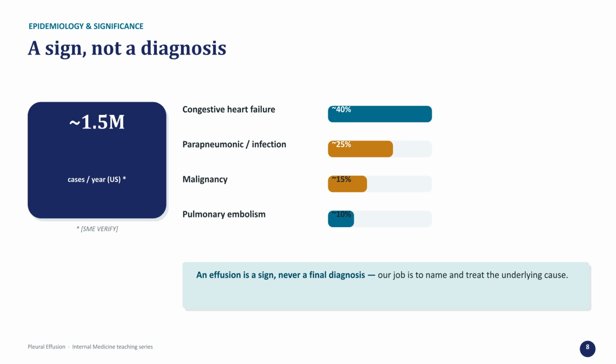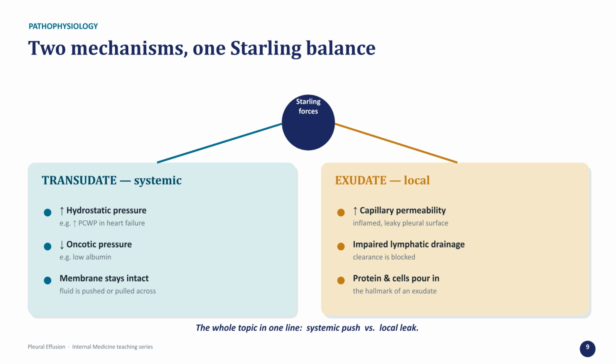Because an effusion is a sign and not a diagnosis, our clinical duty is to determine the underlying cause, whether it be heart failure, infection, malignancy, or a pulmonary embolism. At the molecular level, this is a matter of Starling forces. Transudates arise from systemic factors like increased hydrostatic or decreased oncotic pressure, leaving the pleural membrane intact. Exudates, conversely, result from local inflammation that increases capillary permeability or blocks lymphatic drainage.